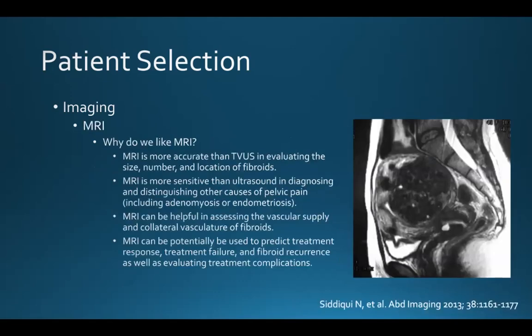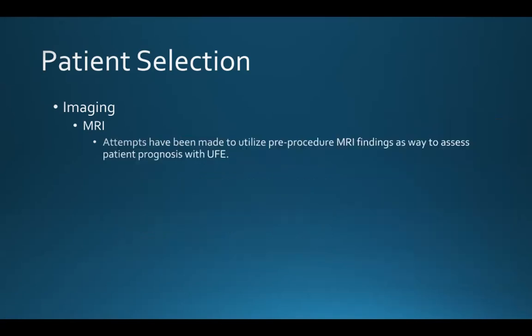So besides being more sensitive than ultrasound in diagnosing and distinguishing these other causes of pelvic pain and other symptoms, MRI is more accurate than ultrasound in evaluating the size, number, and location of fibroids. It can also be helpful in assessing the vascular supply and collateral vasculature of fibroids, and it can potentially be used to predict treatment response, treatment failure, and fibroid recurrence.